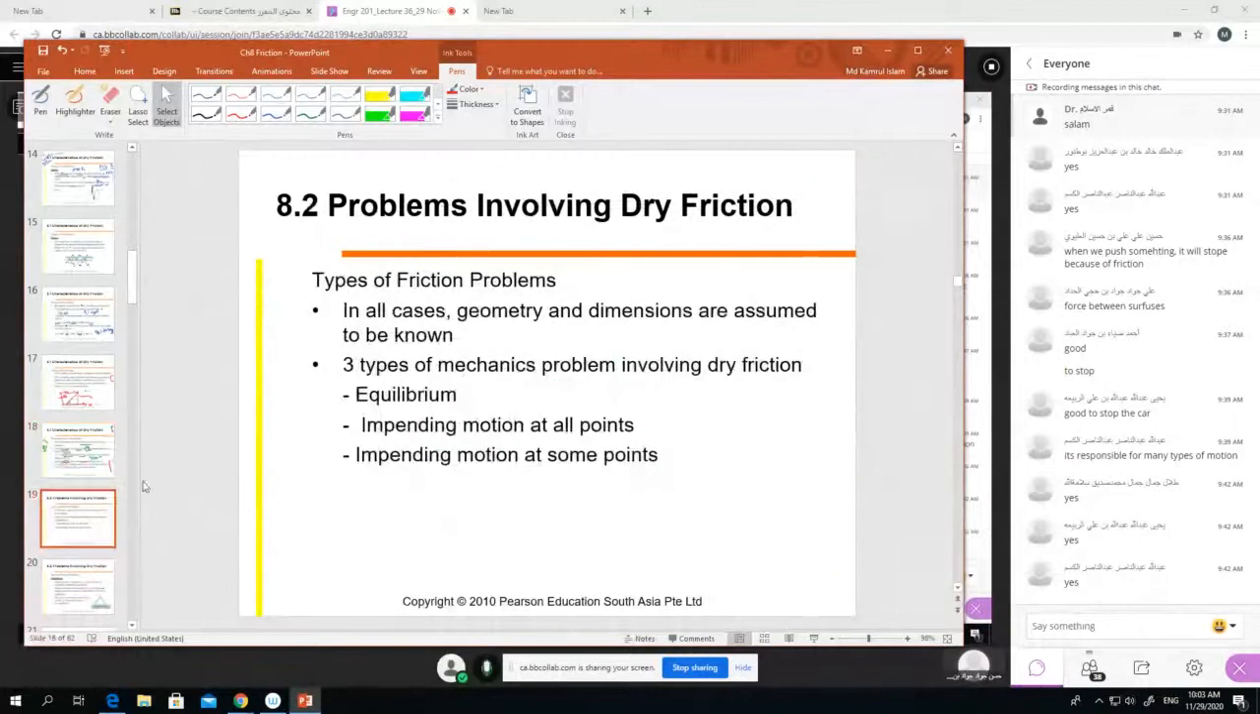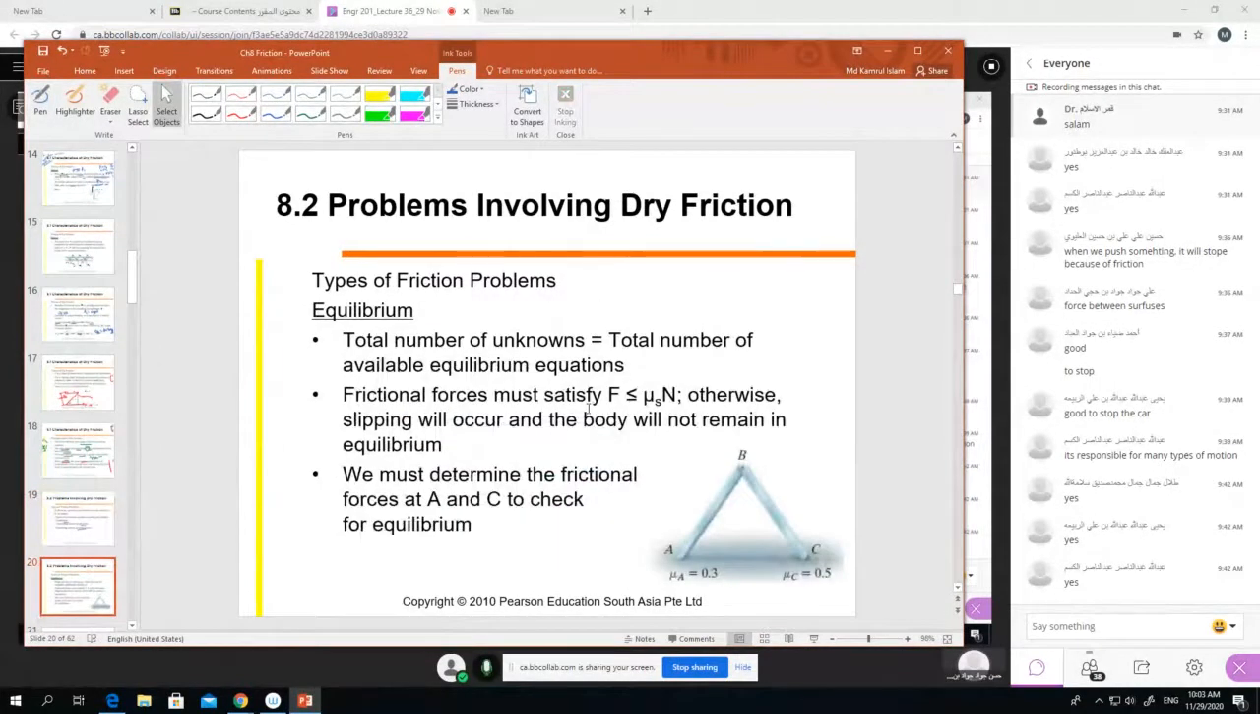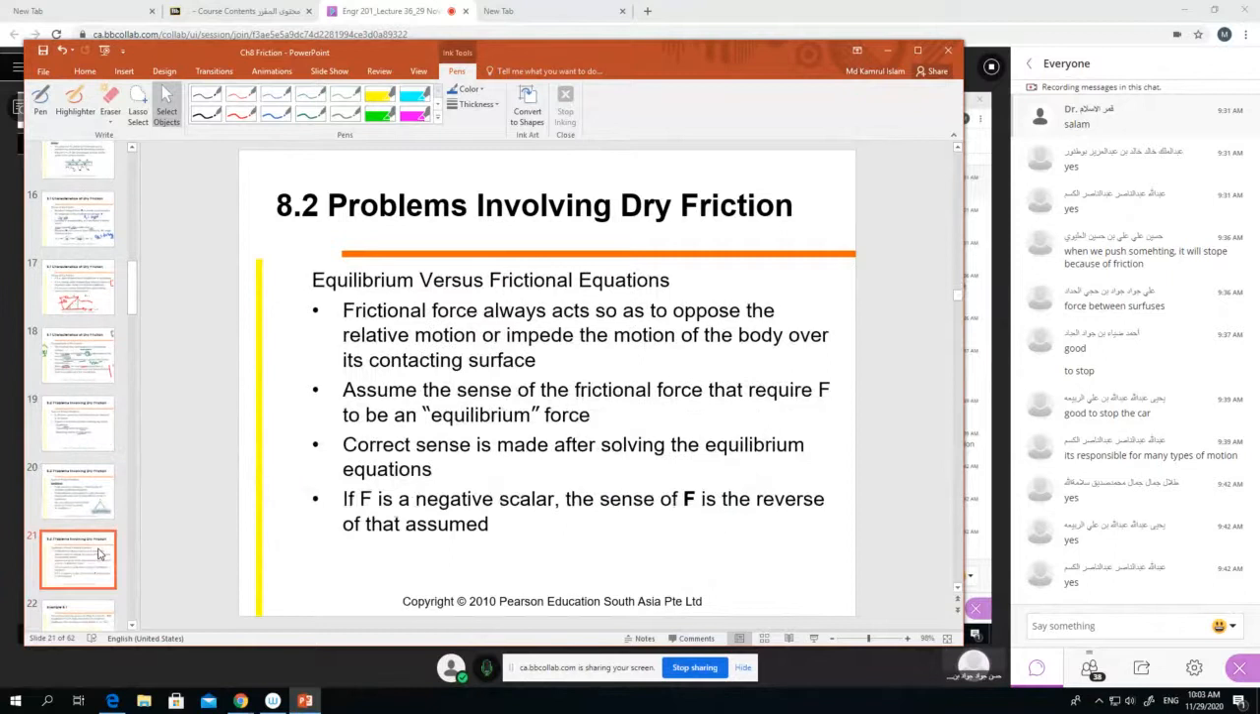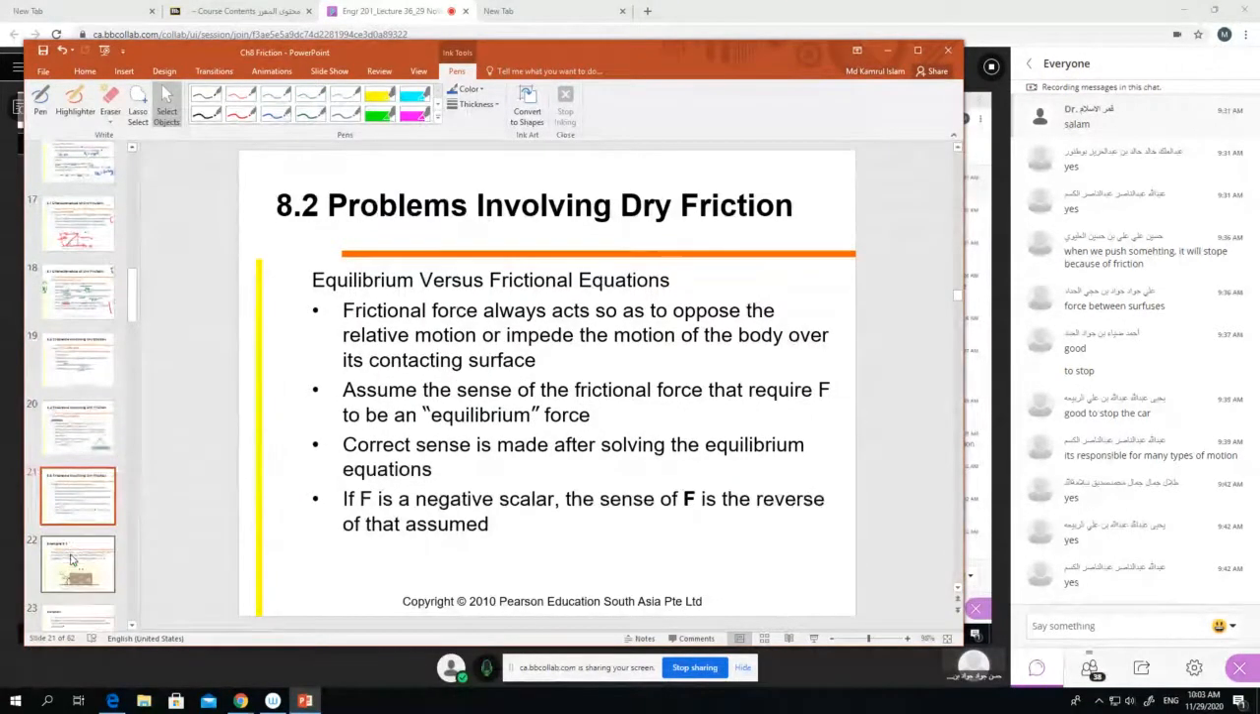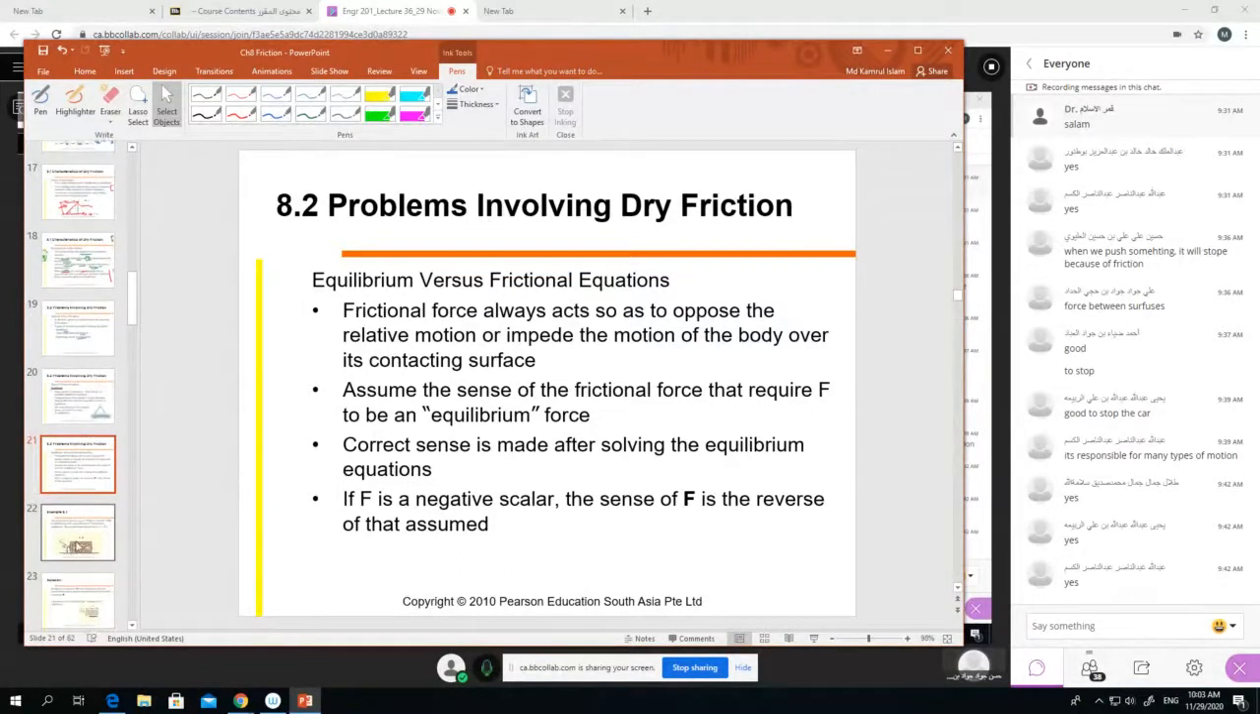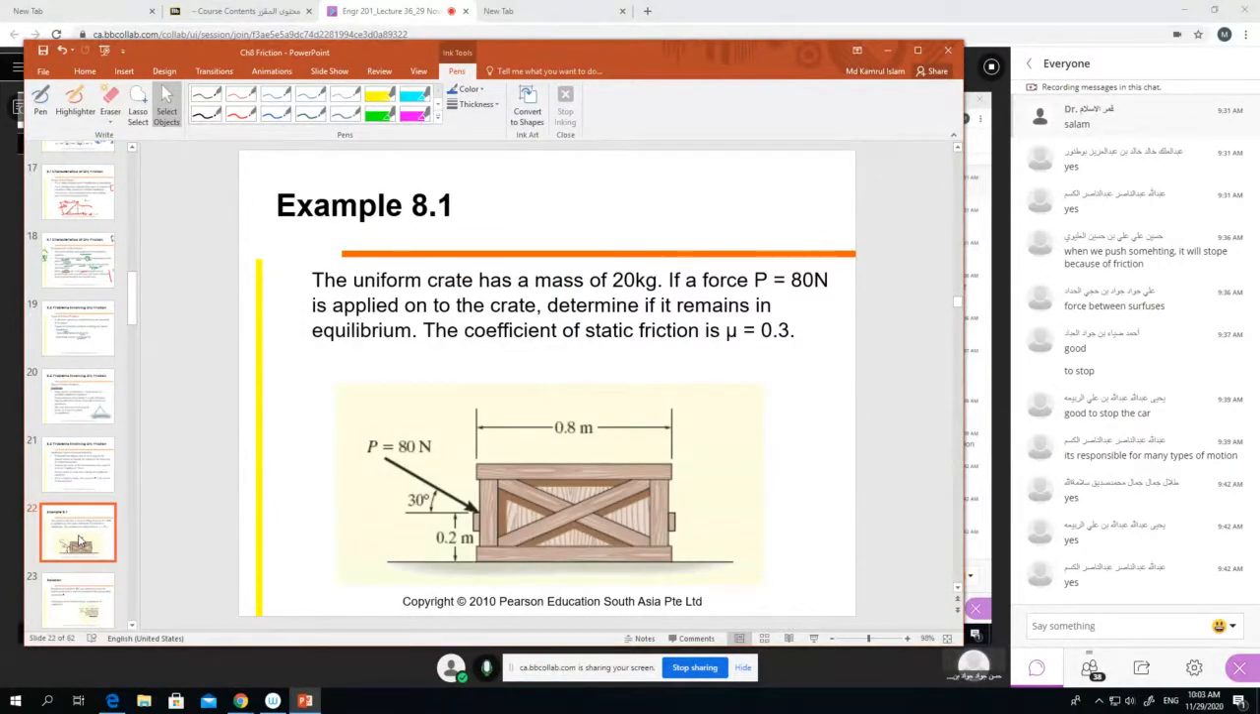As I told you, there are three types of mechanics problems that involve dry friction: one is at equilibrium, another is impending motion at all points, and another is impending motion at some point. Geometry and dimensions must be known. Now in equilibrium, we already discussed something like this, so we skip it. We will do one example straight away now.